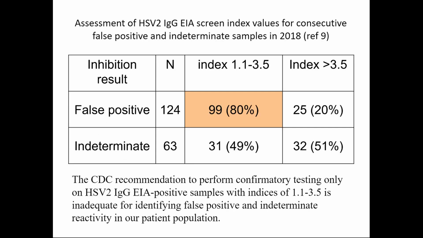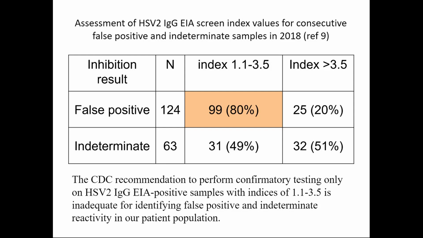And in 2018, we also did a study to look at the index values of false positive and indeterminate samples. Of 124 consecutive false positive samples, 80% of them had index values between 1.1 and 3.5, so very comparable to what we saw back in 2006 of 90%. But the flip side of that is that 20% of false positive samples had index values greater than 3.5. So if there was no confirmatory testing, we wouldn't know that these were false positive samples.